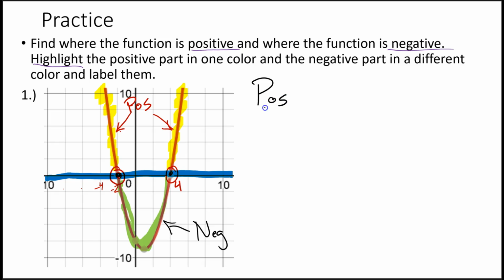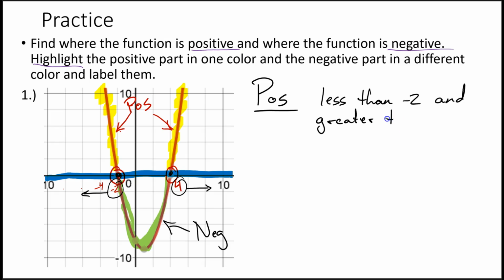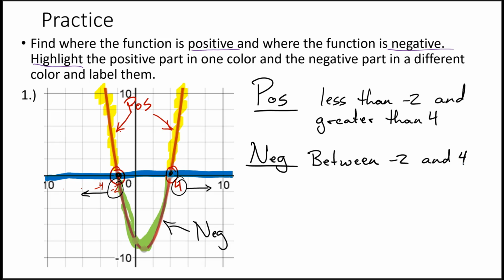So for my positive, we are positive when we are smaller than -2, and when we are greater than 4. So less than -2 and greater than +4. And then we are negative when we are between those two values. When we are between -2 and 4. All right, and so that's where we are negative and positive.